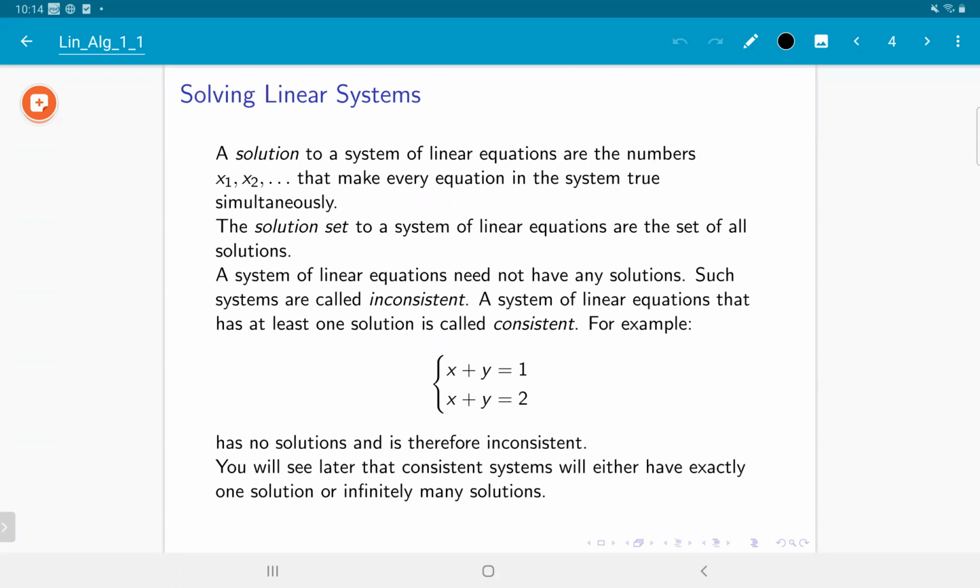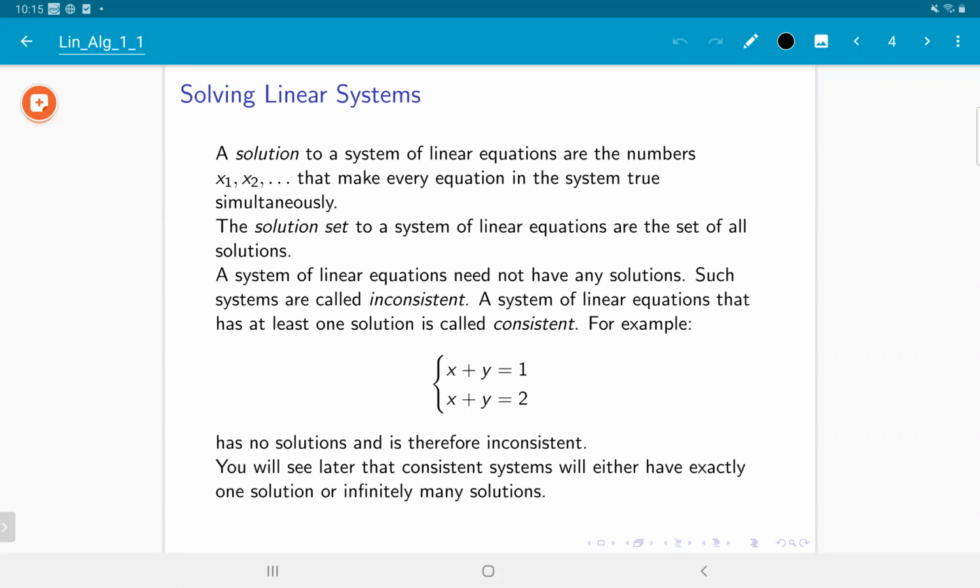So linear equations may have solutions, and the solutions are just the numbers that make everything true at the same time. For example, if you look down here, you've got x plus y equals 1. So if x were to equal 1 and y equal 0, that would be a solution to that first equation. And a solution to a system of linear equations makes all of the equations true at the same time. A solution set to a system is just the set of every solution.